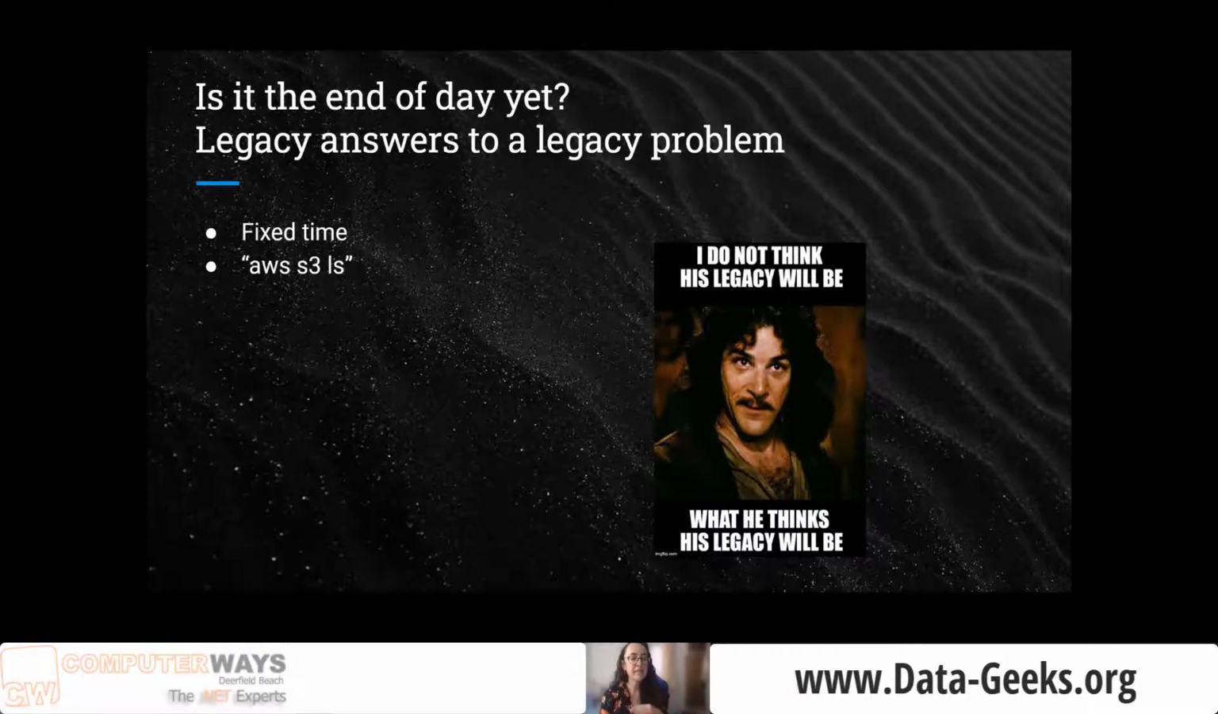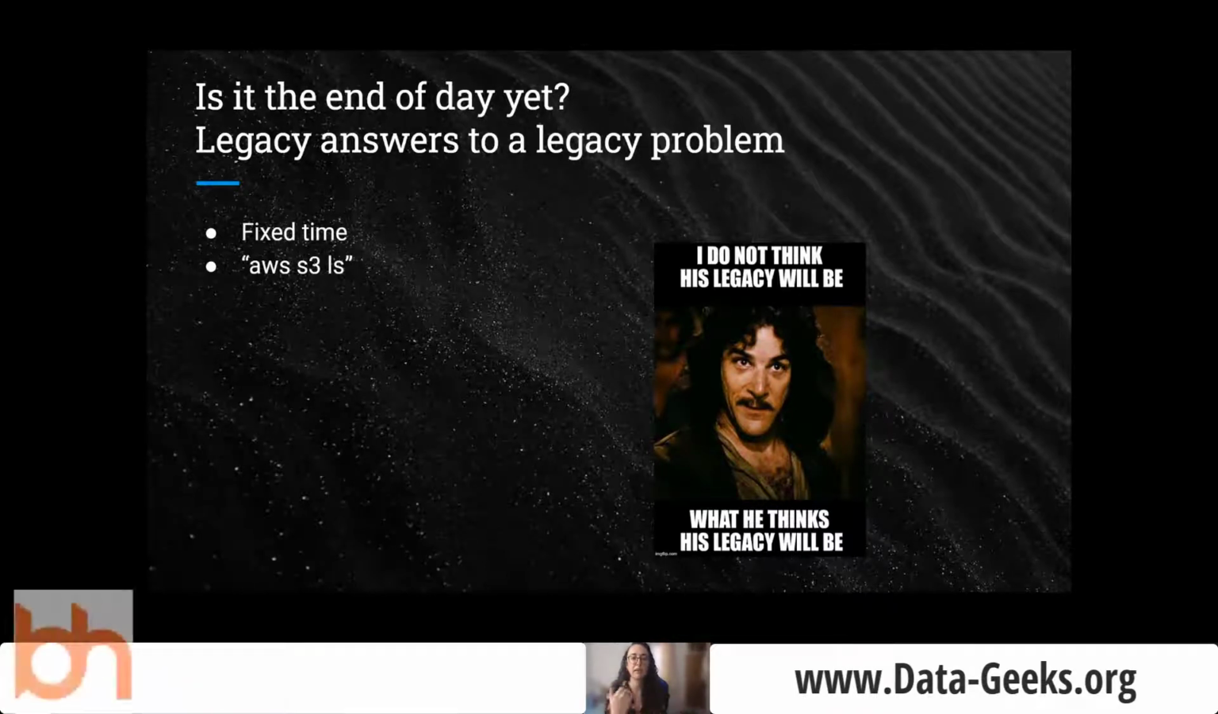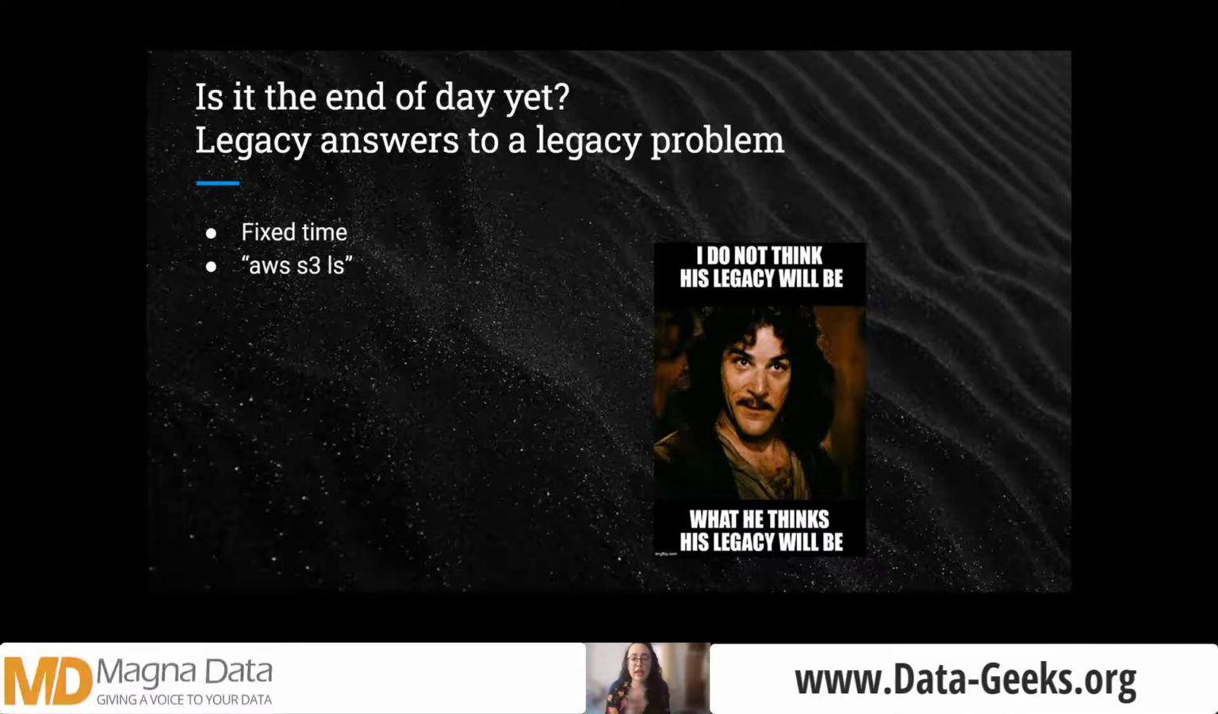So we said, okay, let's do AWS S3 LS, right? So what would happen is that we'd get the time that our files got written at. And we'd say, if 2 hours had passed and no new data has arrived, then that means that it is the end of the day. And yeah, we were wrong.